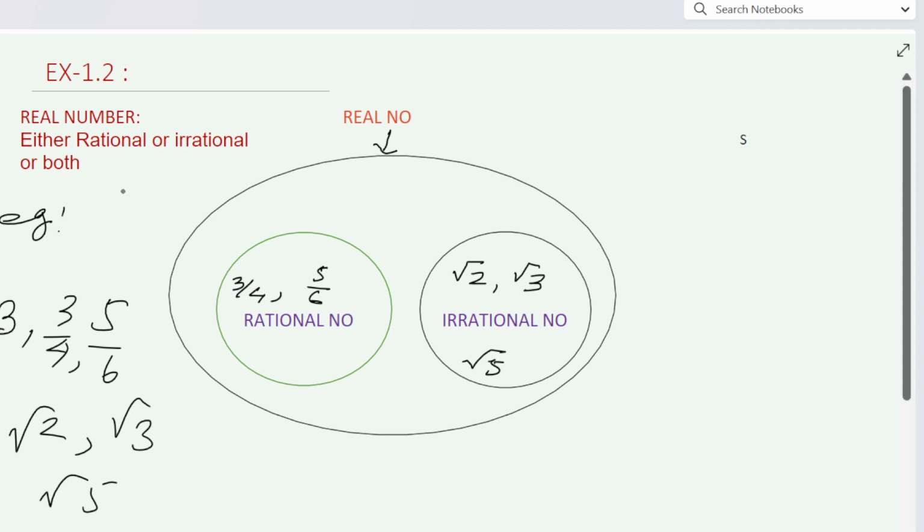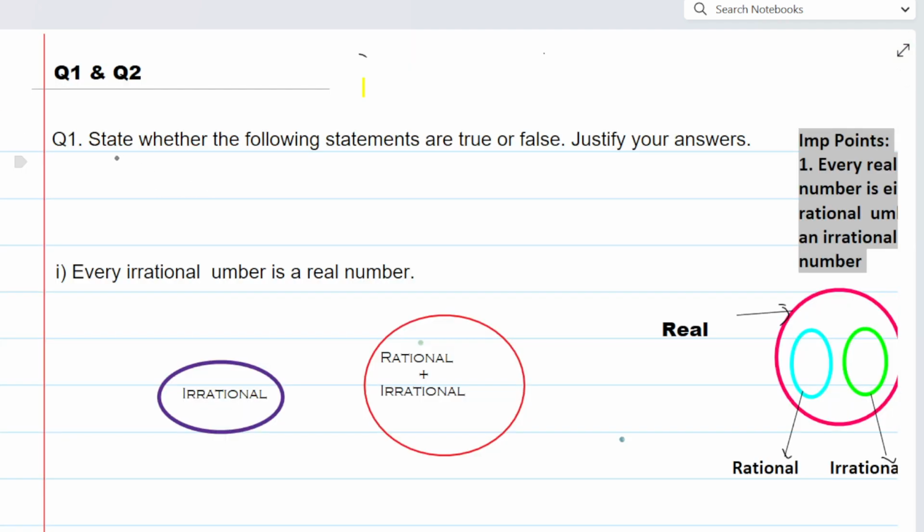So with the concept of real numbers, let's proceed to question number 1. What is the question in question number 1? State whether the following statements are true or false. Justify your answer. So some statements will be given where you have to say true or false, and if it is true, you have to justify that answer. For example, let's see question number 1, option number 1.